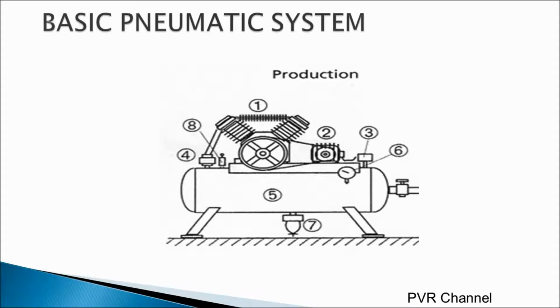In case the pressure switch has some problem or any malfunction, the pressure relief valve or safety valve I told you about, number 8, will bypass the air coming from the compressor directly to the atmosphere. That's how it saves the system from malfunctions or any emergencies.